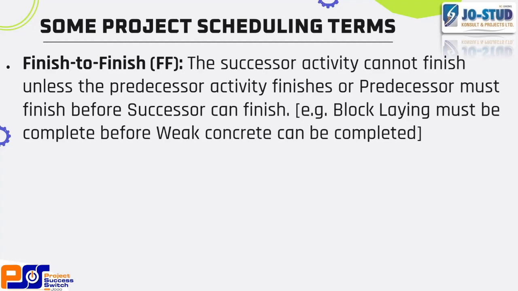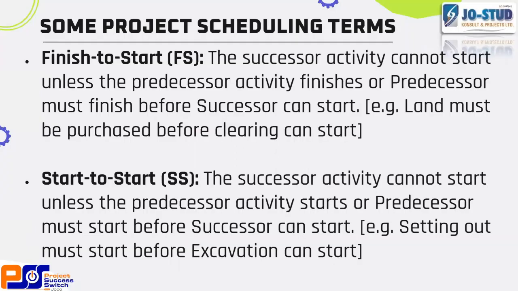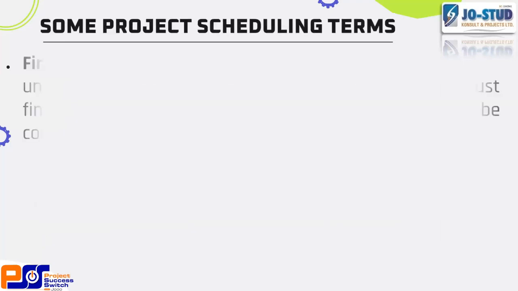So that somebody cannot tell you, have you finished filling all the block with weak concrete? Yes. And then we go to site, the mason is still laying one block. So when you want to relate them in your MS Project, that is a finish to finish. The successor, which is weak concrete, cannot finish unless the mason has finished laying block. For start to start, for example, setting out must start before excavation can start. Things like setting out and excavation, that's the kind of relationship that is good for them.